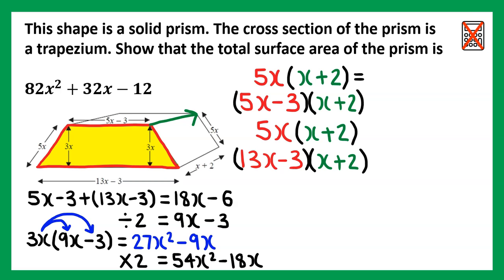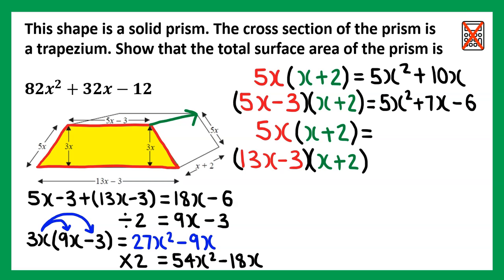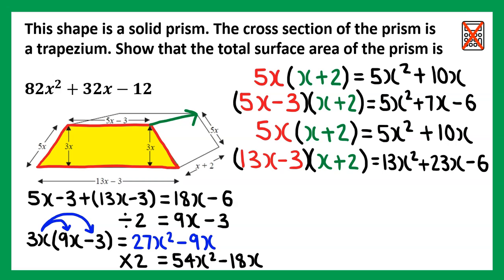5x multiplied by x plus 2 is 5x squared plus 10x. 5x minus 3 times x plus 2 is 5x squared plus 7x take away 6. This one is the same as the top one, 5x squared plus 10x. And then 13x minus 3 times x plus 2 is 13x squared plus 23x take away 6.